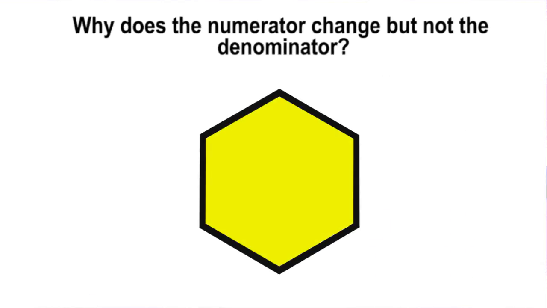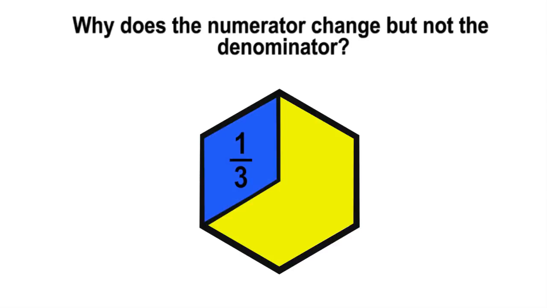Why does the numerator change but not the denominator? When finding multiples, the number of pieces change while the size of each whole, in this case a yellow hexagon pattern block, does not change. The blue rhombus is still 1/3 of the yellow hexagon whole. Let's look at one more example.